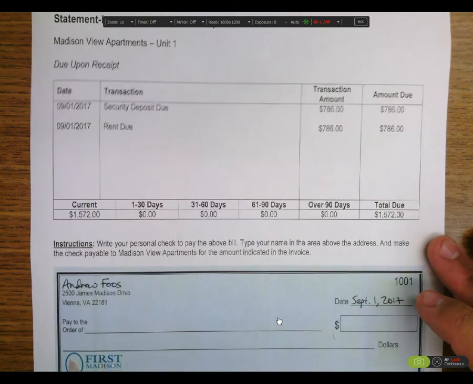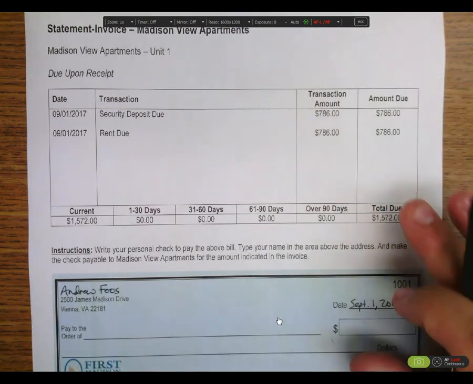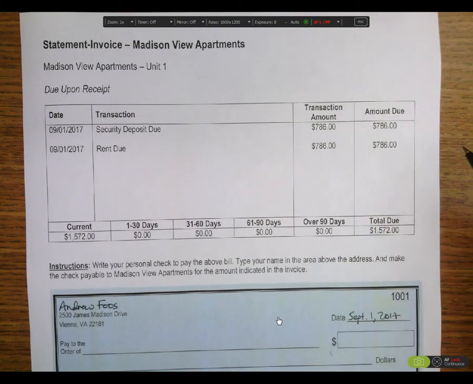So this is what it will look like. You'll see that the invoice is from Madison View Apartments. That's where you are supposedly living. And if you look at the total due section here, we find that you owe $1,572 to start your rental at this fictional unit. So we need to write a check for this amount and do it correctly.